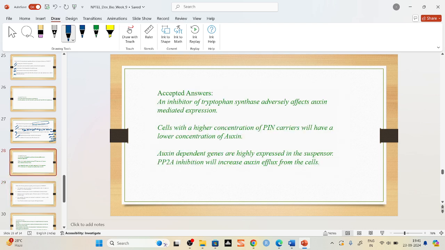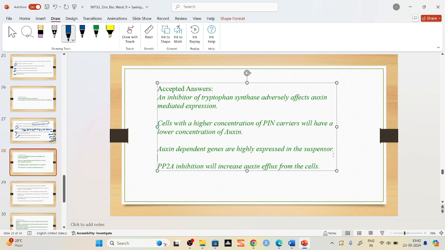C. An inhibitor of tryptophan synthase adversely affects auxin mediated expression. Cells with a higher concentration of PIN carriers will have a lower concentration of auxin. Auxin dependent genes are highly expressed in the suspensor, and PP2A inhibition will increase auxin efflux from the cells.